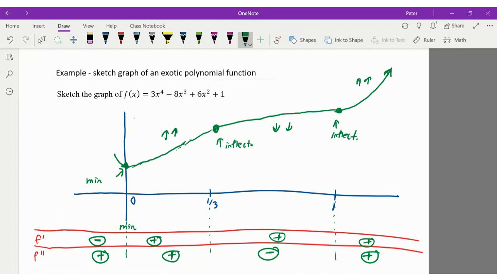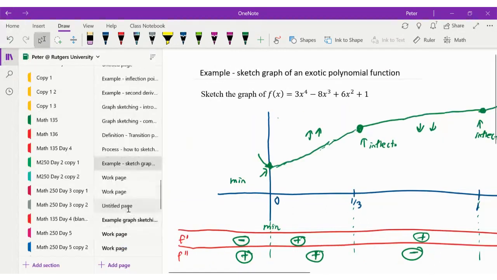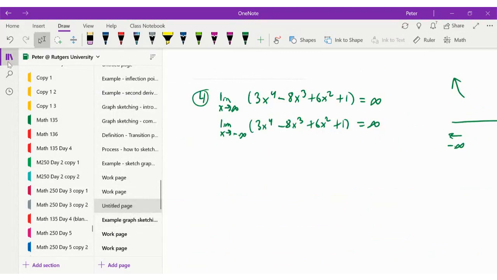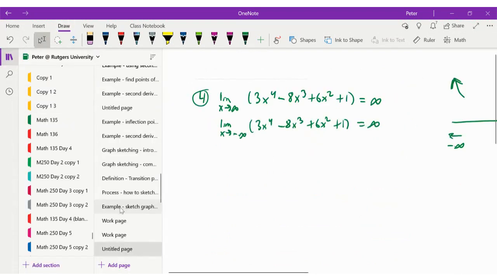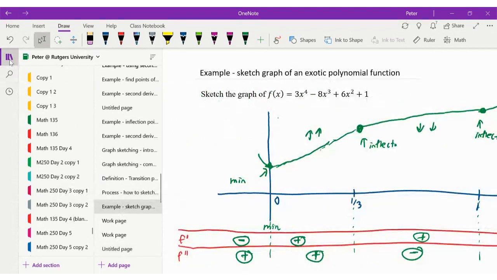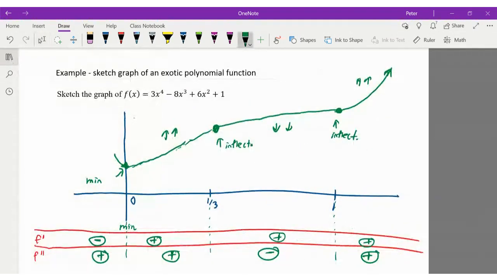And we also investigated the asymptotic behavior. Recall that was the last thing that we did. It's going to have to go out to infinity as x approaches positive and negative infinity. So I can draw that in, and I've already drawn it in on the right. And there you go. That's the graph of this function done based on its derivatives.